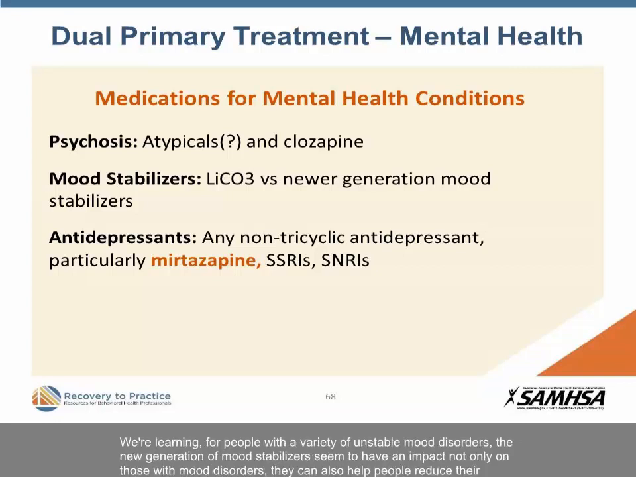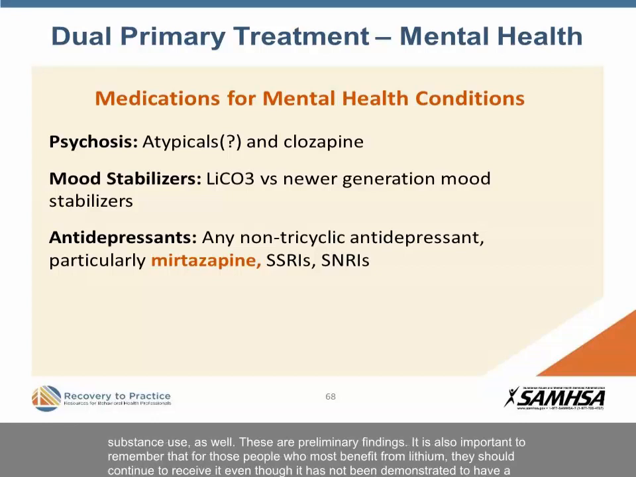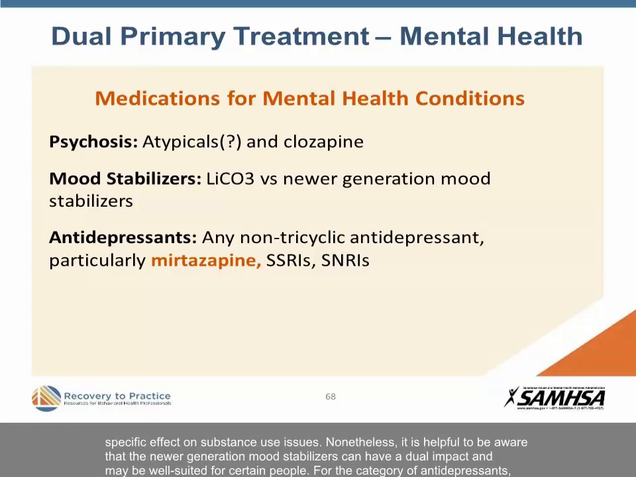We're learning that for people with a variety of unstable mood disorders, ranging from bipolar 1, bipolar 2, atypical mood disorders, the newer generation of mood stabilizers seems to have an impact not only on those mood disorders, particularly the more atypical ones, but can also help people reduce their substance use as well. Again, these are preliminary findings, isolated studies. It should also be important to remember that for those people who most benefit from lithium, they should continue to receive it, even though lithium has not been demonstrated to have a specific effect on substance use issues. Nonetheless, it's helpful to be aware that the newer generation mood stabilizers can have a dual impact and may be well suited for certain people.